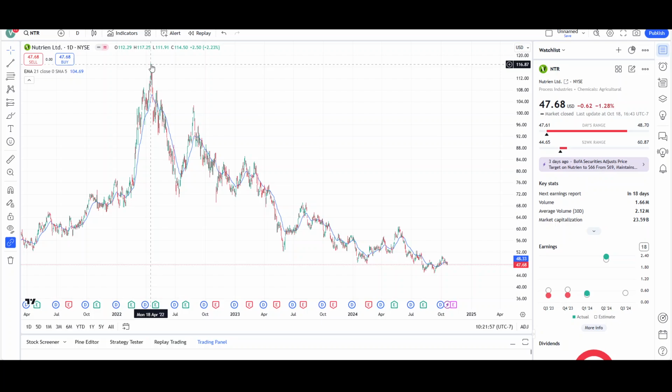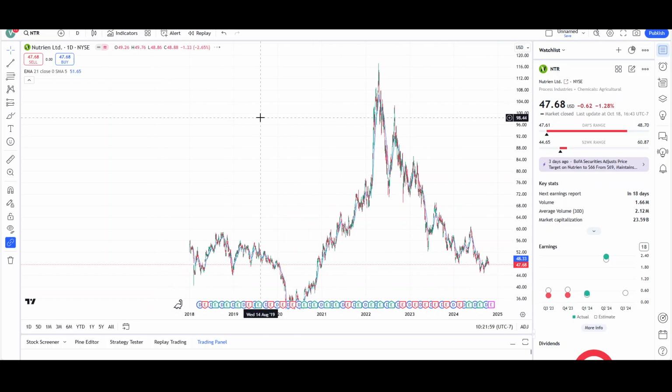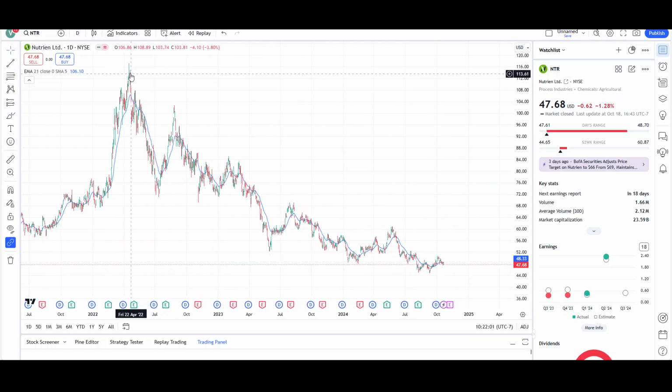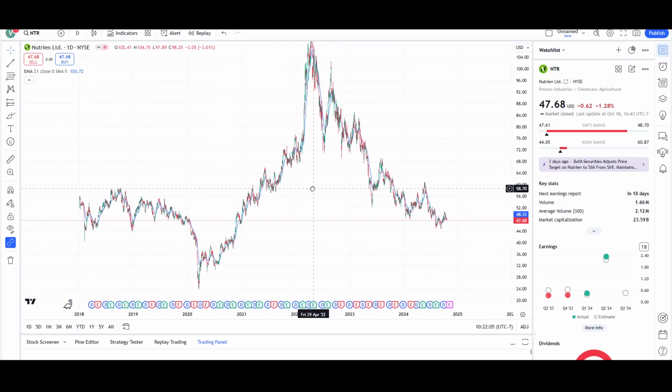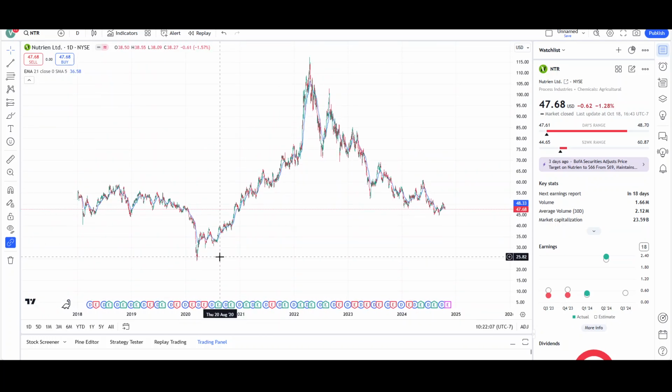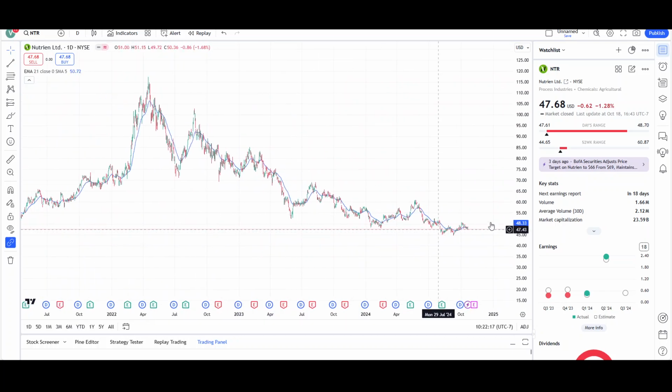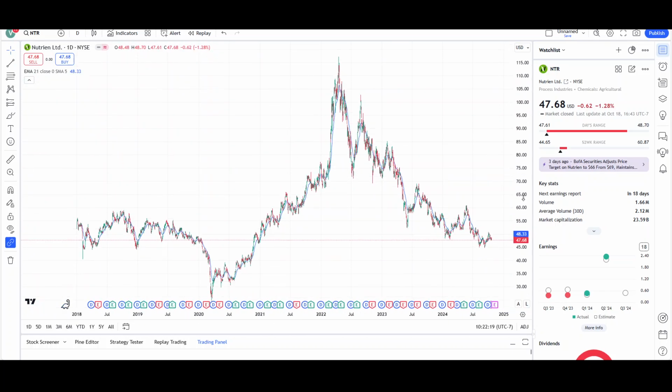So it's already been 2 years since it made that all-time high, and it's been going down ever since. Basically, it looks like it's going down to almost where it started. It's very close to its IPO range area, and it could be going all the way to the all-time low. So we'll have to wait and see. We'll analyze the chart.